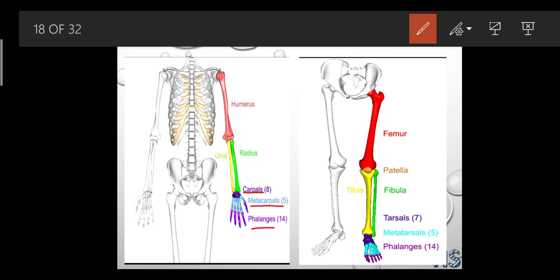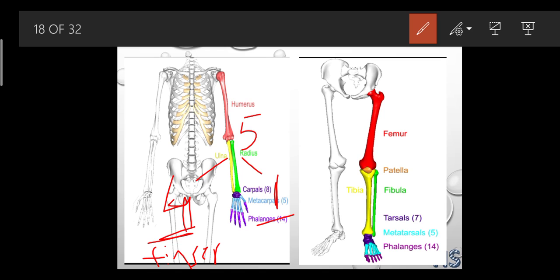And these are the phalanges. They are 14. Okay, what are phalanges? See, we have 5 fingers. Total 5 fingers are there. Out of that, 4 are fingers and 1 is the thumb. The fingers consist of 14 bones.